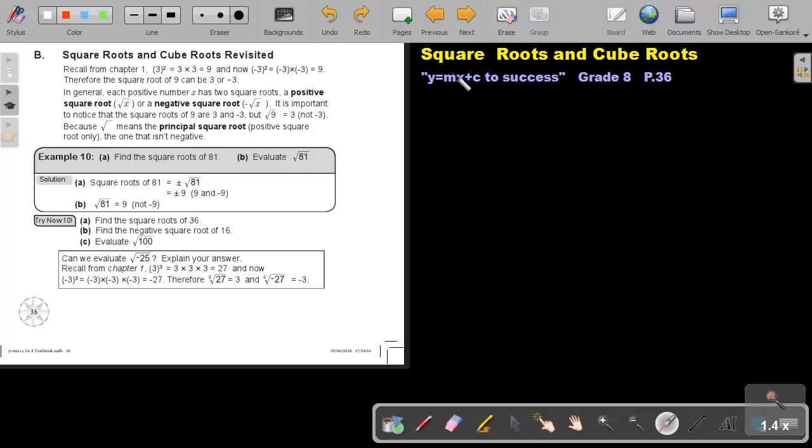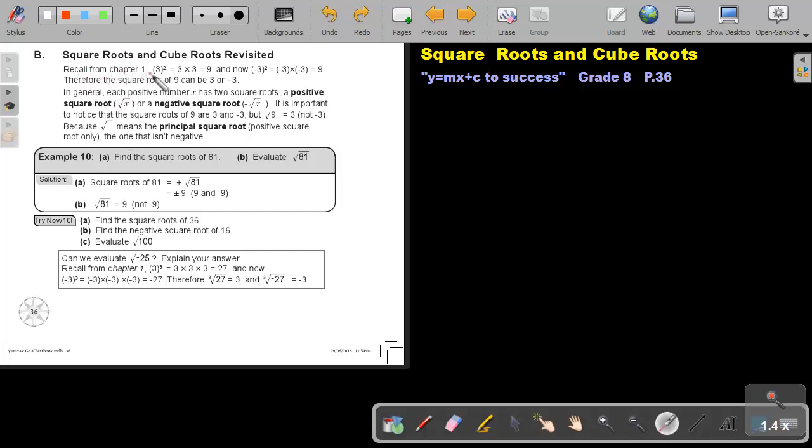Part 9. Square roots and cube roots of negative numbers. You will find this on page 36 in the Namibia Mathematics Grade 8 textbook. Let's first go through the theory.